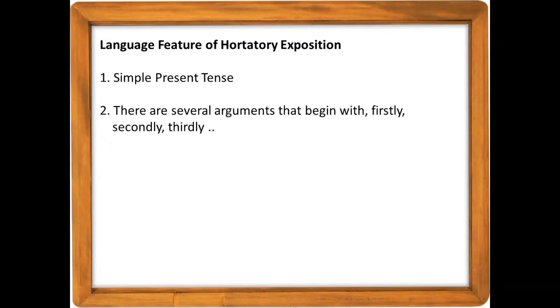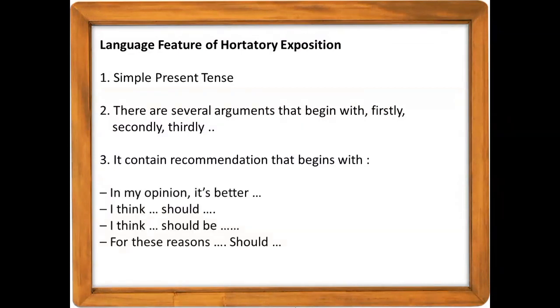Language features of hortatory exposition. Number 1, simple present tense. And number 2, there are several arguments that begin with firstly, secondly, thirdly. Number 3, it contains a recommendation that begins with in my opinion, it's better, I think should, I think should be, for this reason, should.